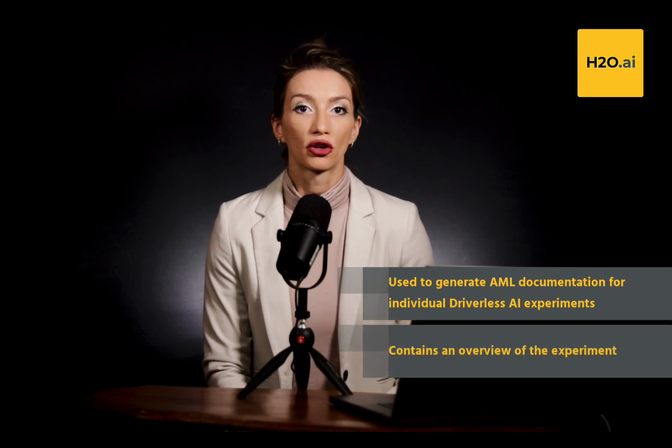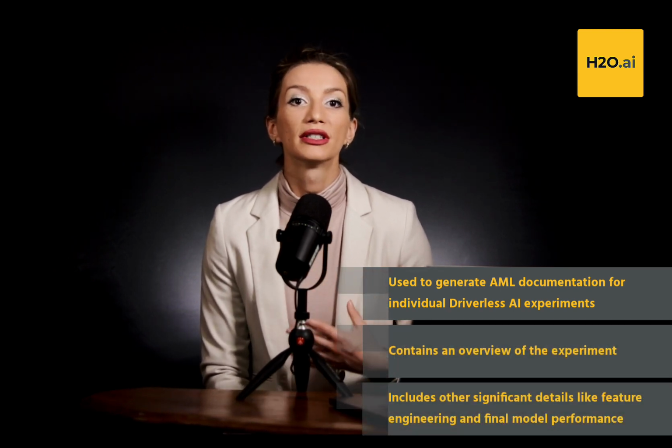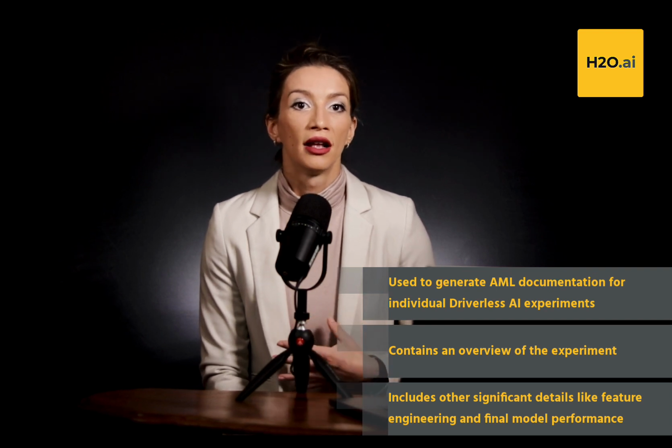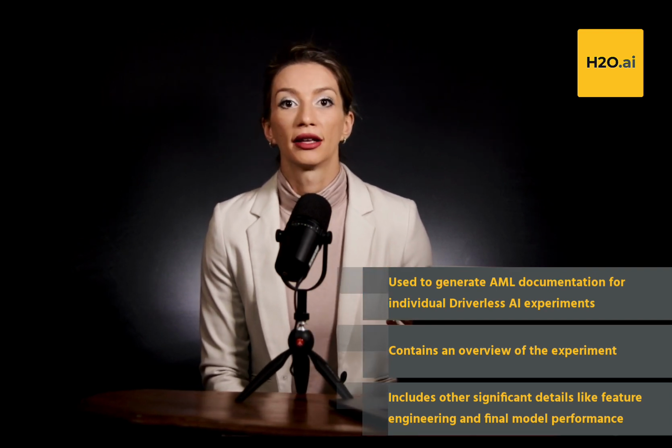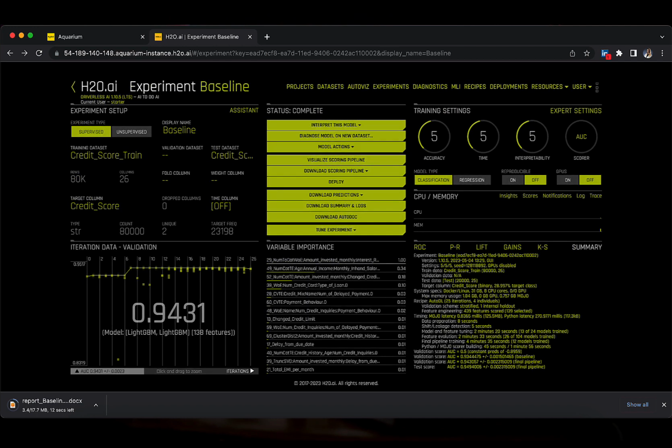This editable document contains an overview of the experiment and includes other significant details like feature engineering and final model performance. Let's click on the Download AutoDoc button. Currently, a document in a docx format is being downloaded on my personal computer. I'm going to open it so that we can take a look inside.